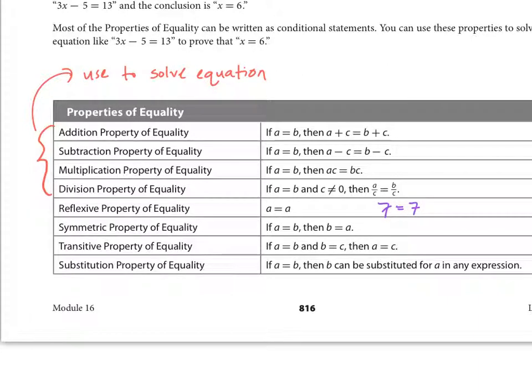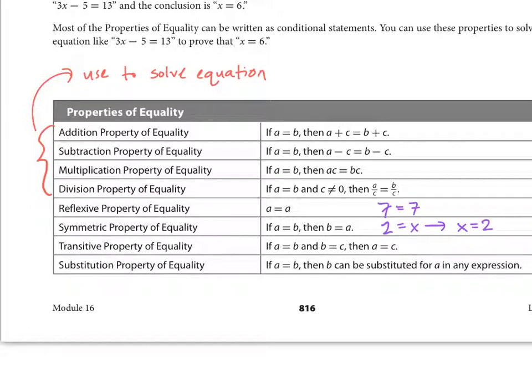That's reflexive property. Symmetric is something like if we say 2 equals x, right? When we solve an equation, that means that x equals 2. Okay, we just switch them around. So symmetric says that we can do that.